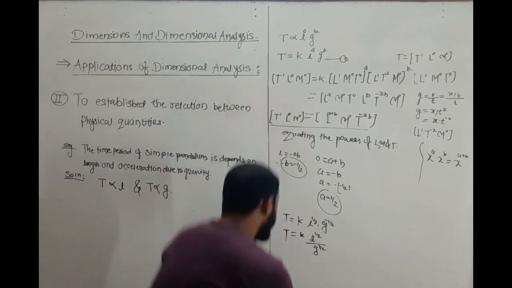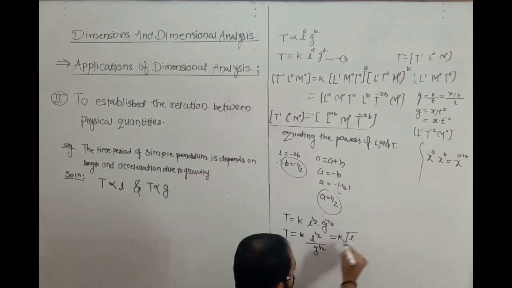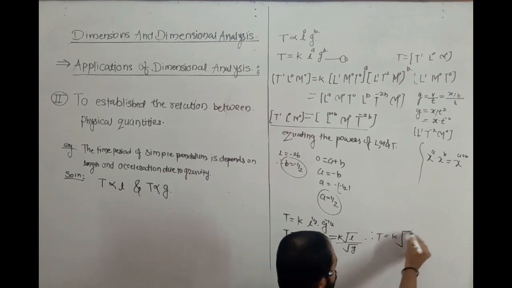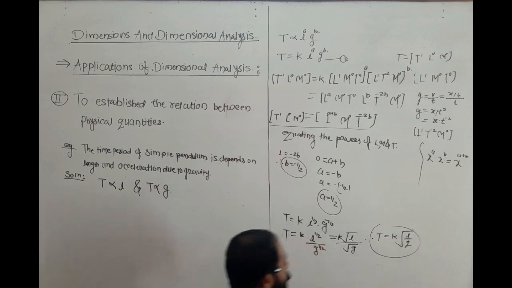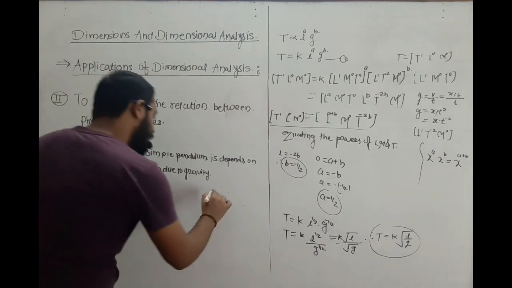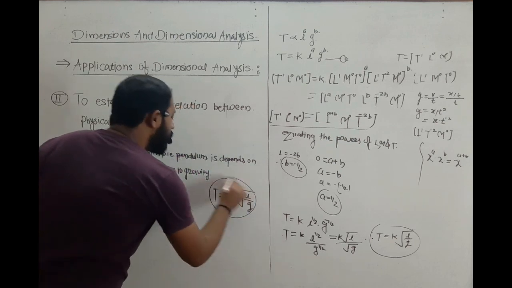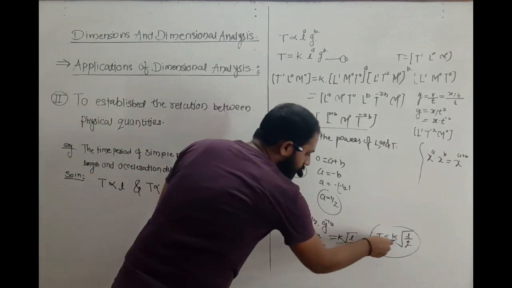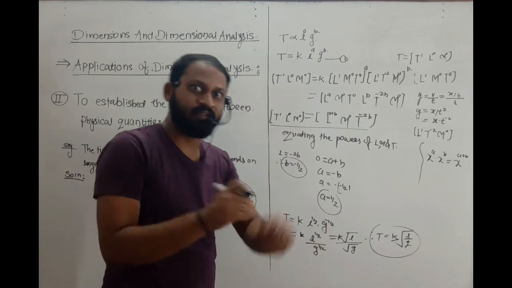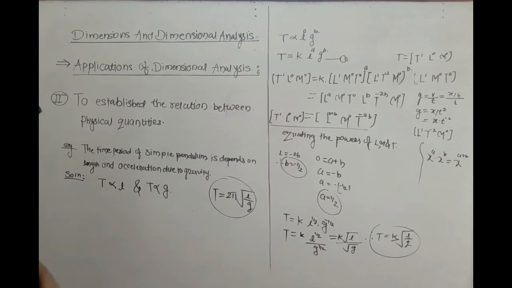We brought it down. Now see, K as it is, square root of L upon square root of G. Therefore, T equals K under root of L by G. This is the formula for the time period of a simple pendulum. The original formula is T equals 2 pi under root of L by G. But now we don't have this constant value, and we define T equals under root of L by G as it is. This is the magic of dimension. This was our second application.